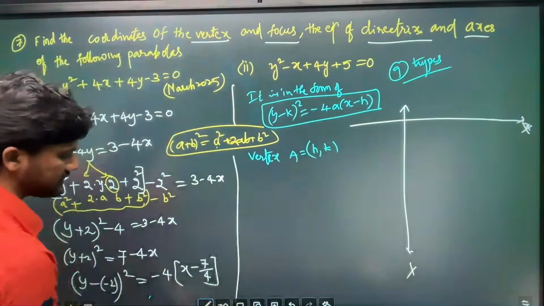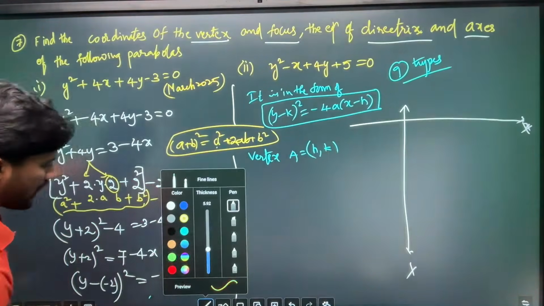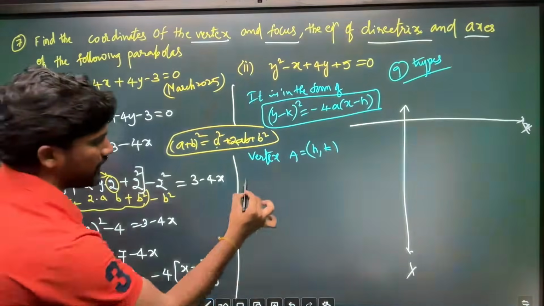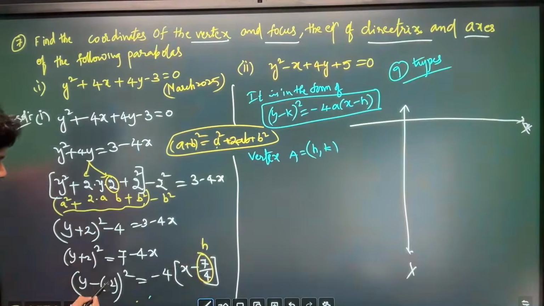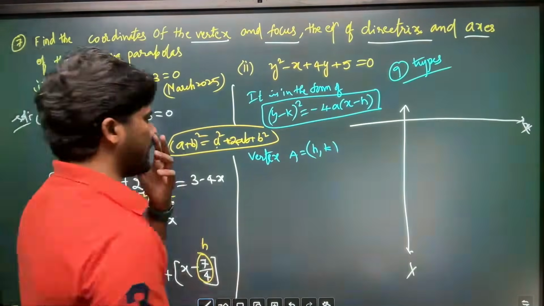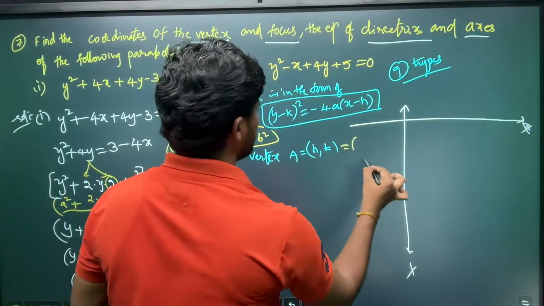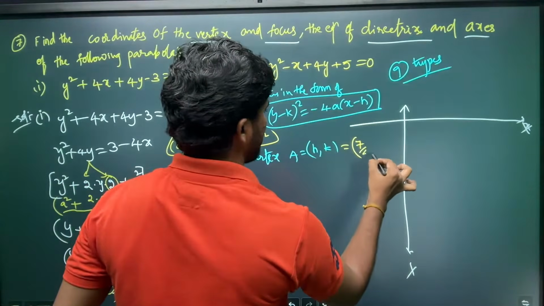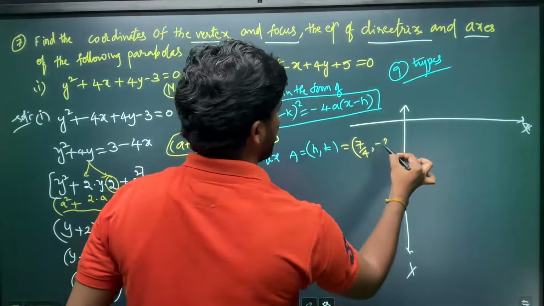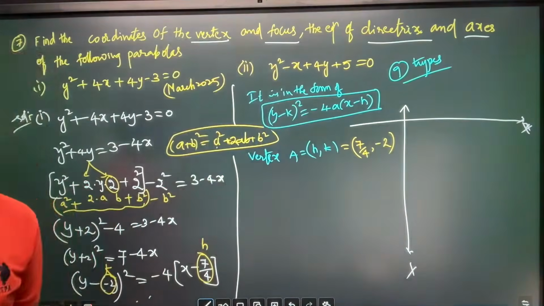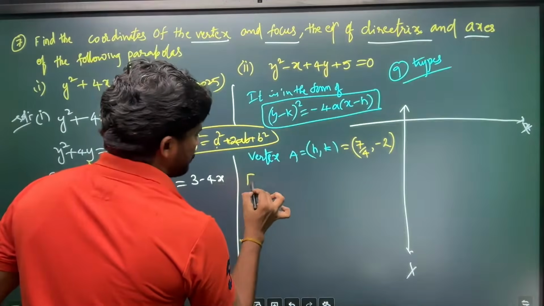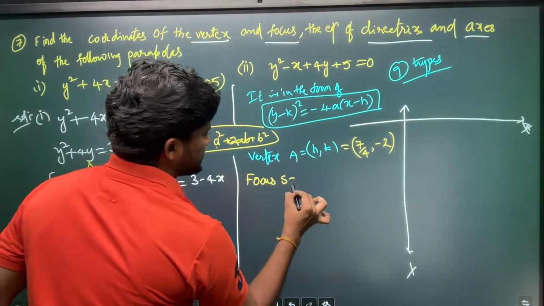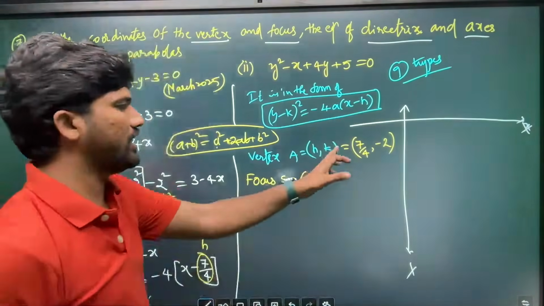In place of h, what you have here, see where h is equal to, this is the h value, this is the small h value and this is the k value. Clear? So now write the values. What is the h value for us? 7 by 4, comma, k value is minus 2. This is the vertex of this problem. Clear everyone? Okay, so now after the vertex, focus capital S is equal to, whenever you have the parabola like this.